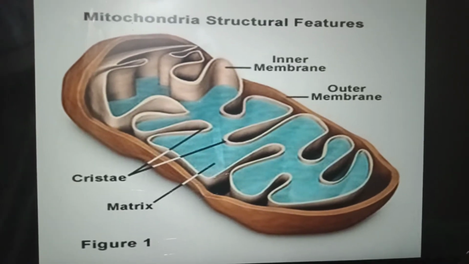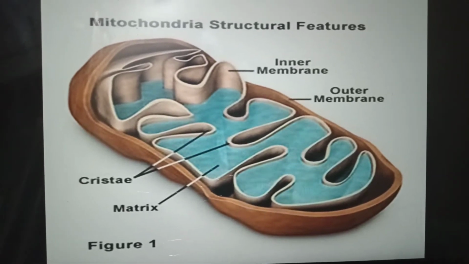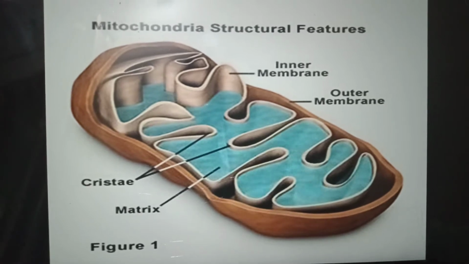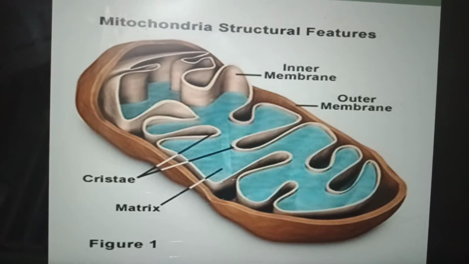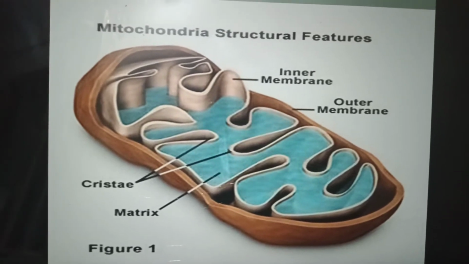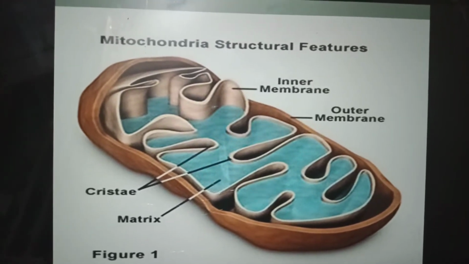Bismillahirrahmanirrahim. In this lesson, I will describe mitochondria, plastids, endoplasmic reticulum, and Golgi apparatus from textbook pages 62 to 64.